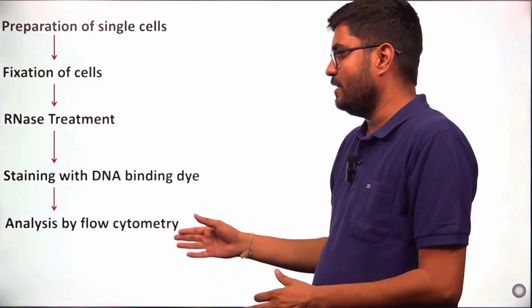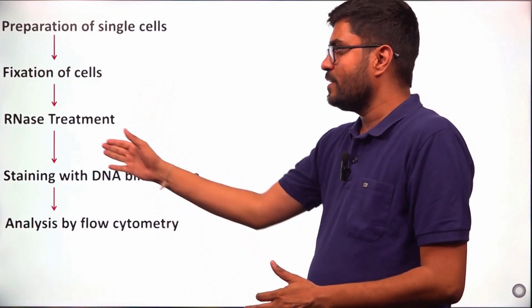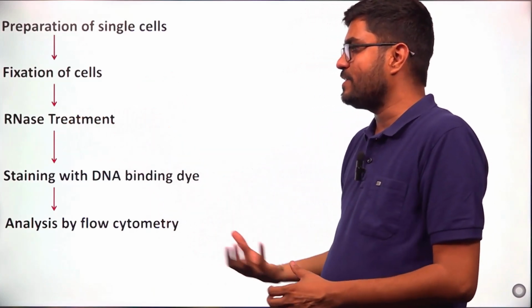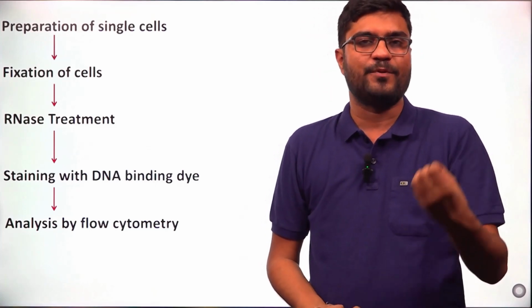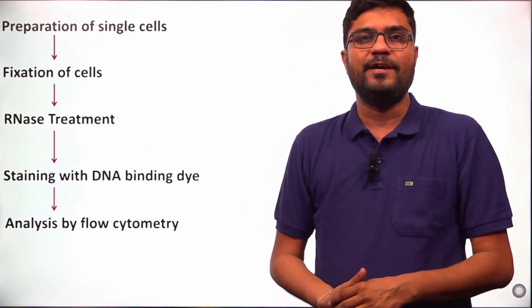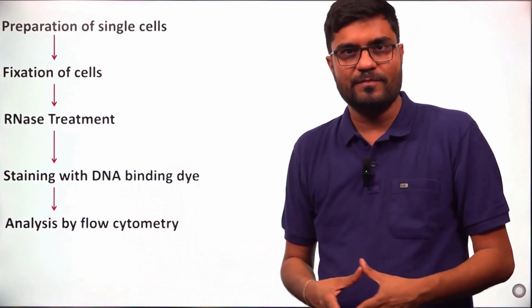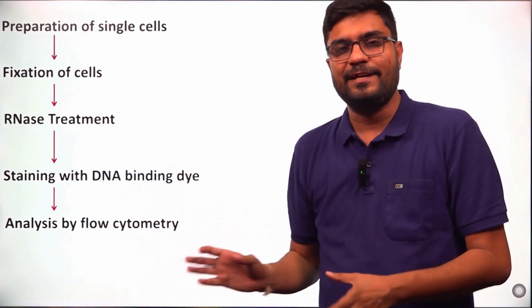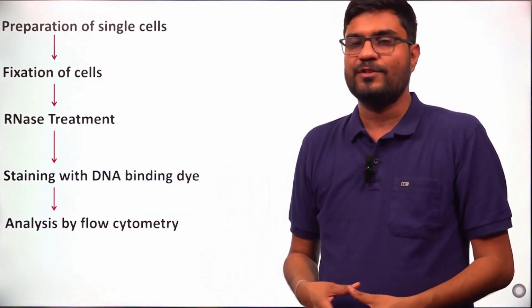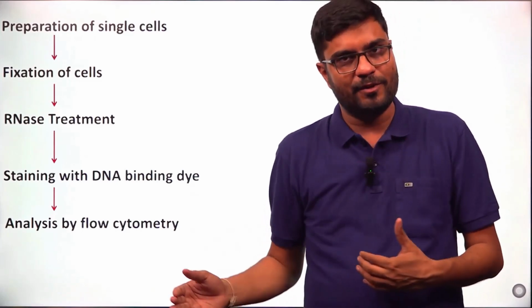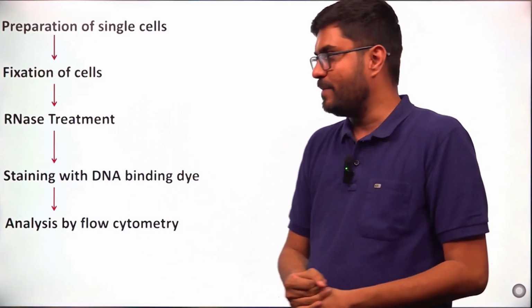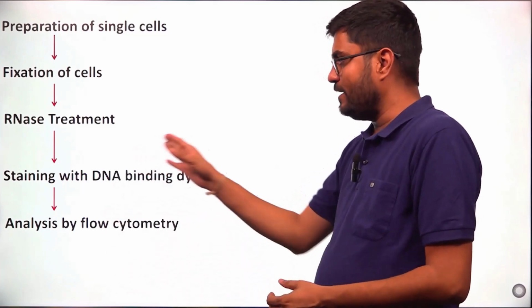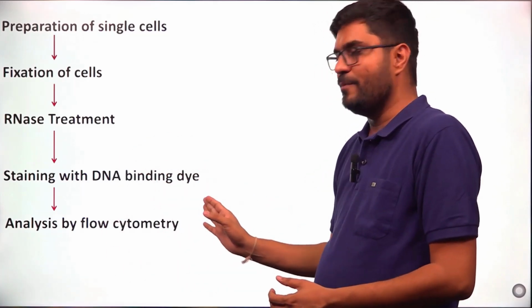Cell cycle. Third, after the fixation, we have to treat the fixed cells with RNase. The answer is simple, because these DNA binding dyes like propidium iodide can bind to secondary structure of RNA also. That can create disturbance in our cell cycle profile. So it is important to get rid of RNA molecules, and to do that we are using what? RNase treatment. Then we are finally staining with the DNA binding dye propidium iodide.